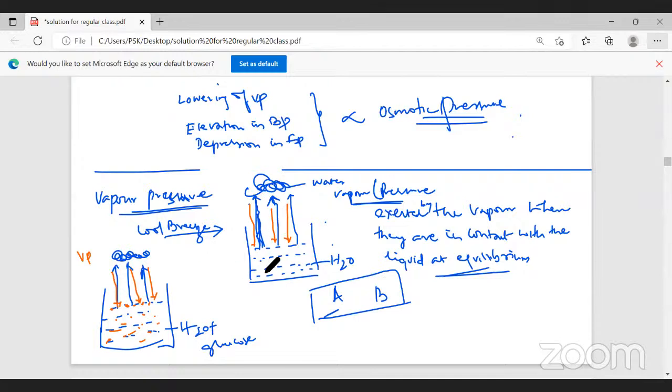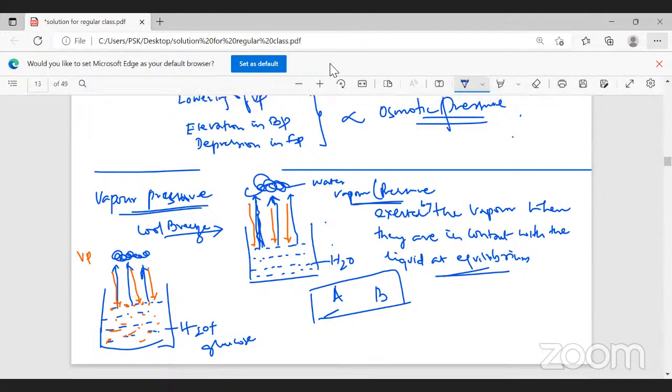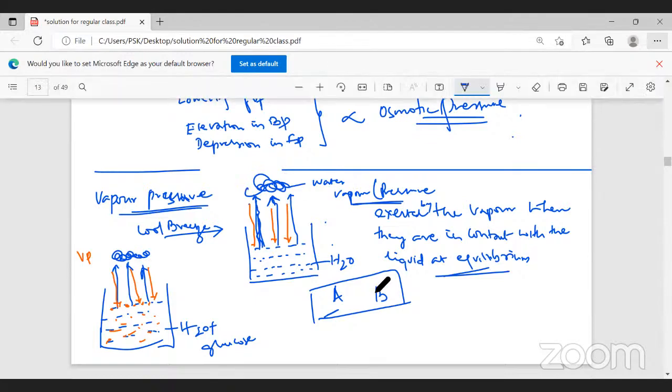Vapor pressure of A, pure water, will be more, or of the solution will be more, or will it be equal? You can tell me, no problem. So the vapor pressure of the solution will be more, sir. Now, the vapor pressure of the pure solvent, water in this case, will be greater. Why? When I add glucose, you can see on the surface some of the water molecules are replaced by glucose. That means the concentration of the solvent on the surface decreases in case of solution.